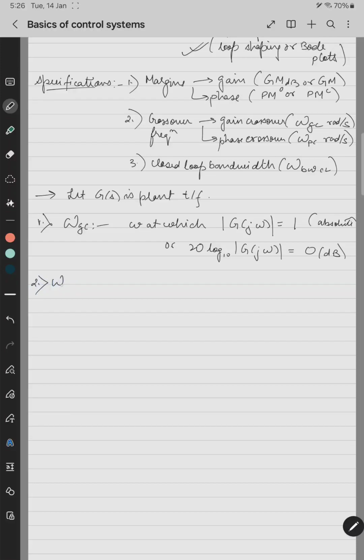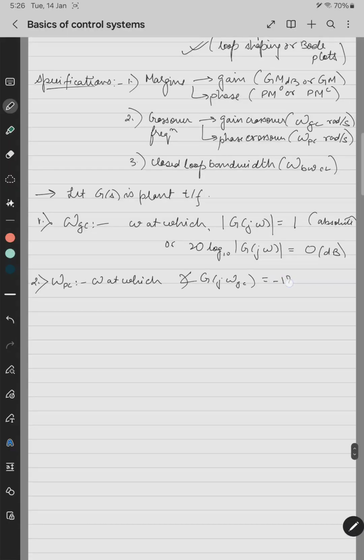Then comes the phase crossover frequency. The phase crossover is the frequency at which the angle of G of j omega is equal to minus 180 degrees or minus pi radians. This is where the phase plot crosses the minus 180 degree line, or minus pi in radians.